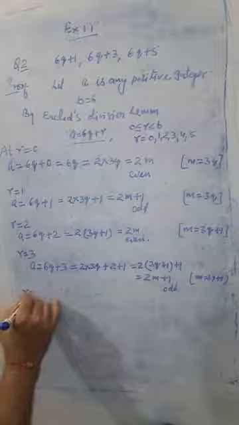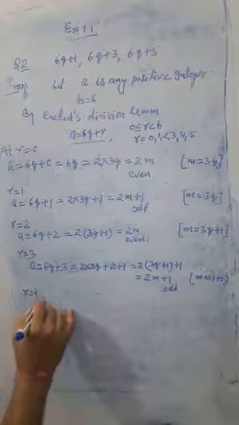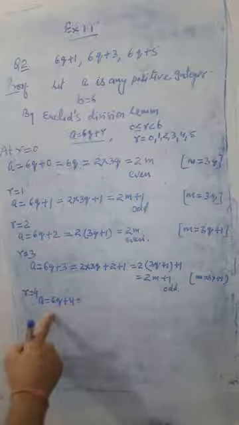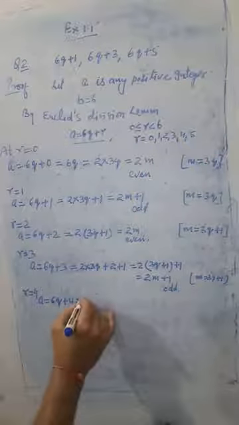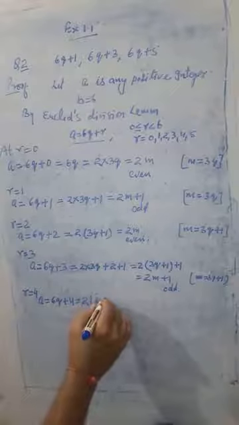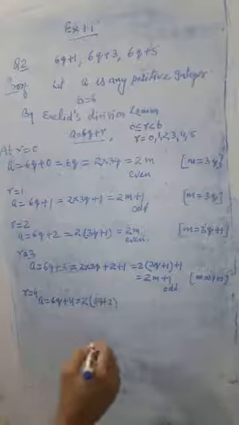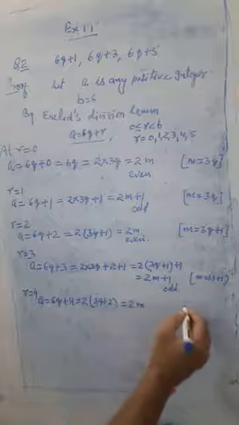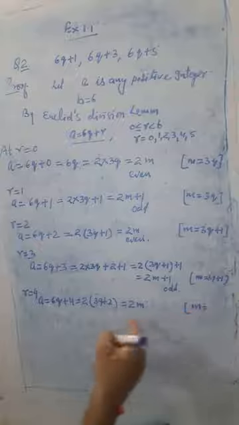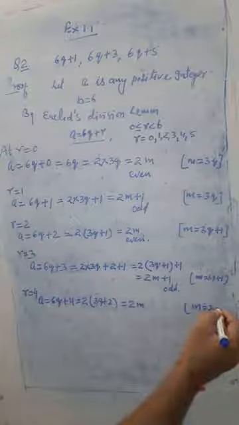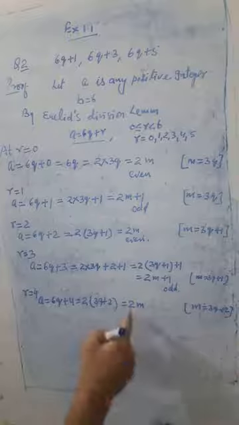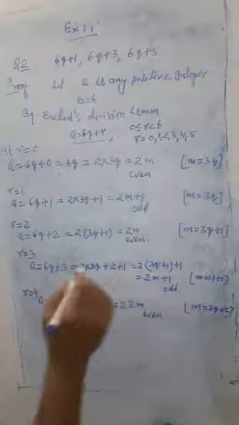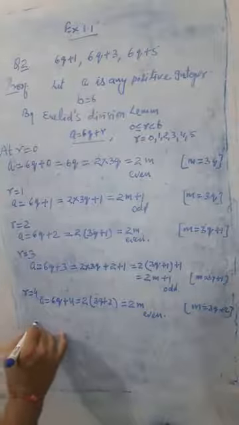Again, r is equal to 4. Then a is equal to 6q plus 4. We can take 2 as common. So 2 into 3q plus 2. Again that is 2m, where we assume m is equal to 3q plus 2. So multiplied by 2 means the number is even.